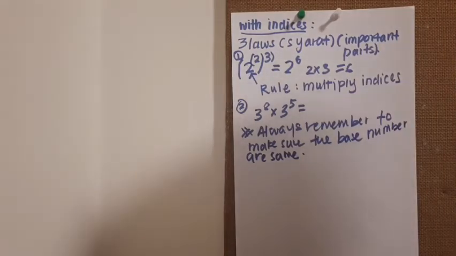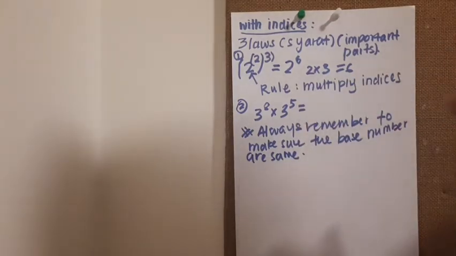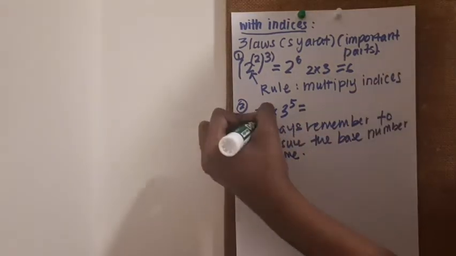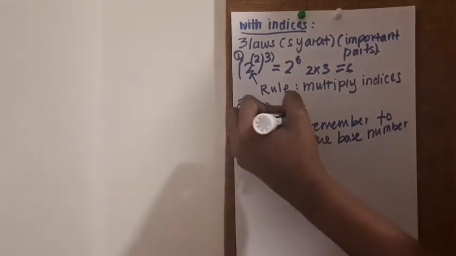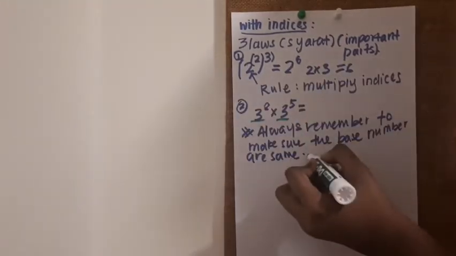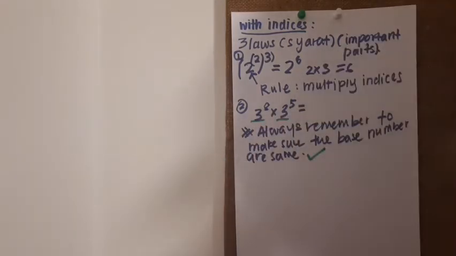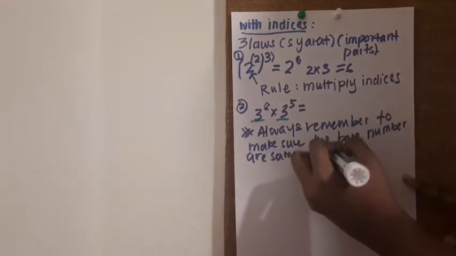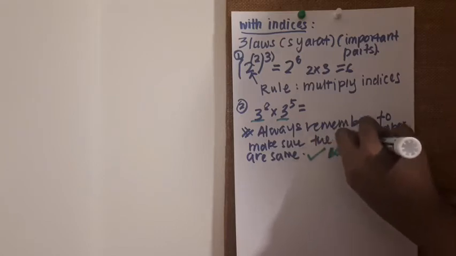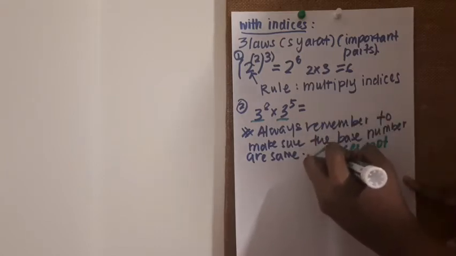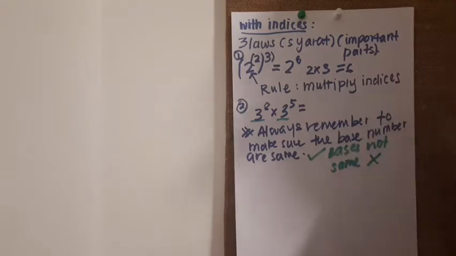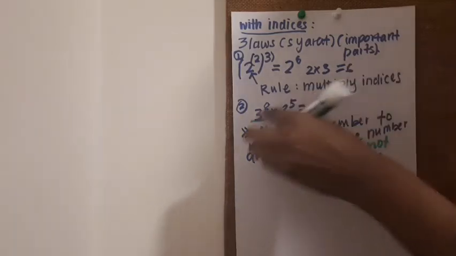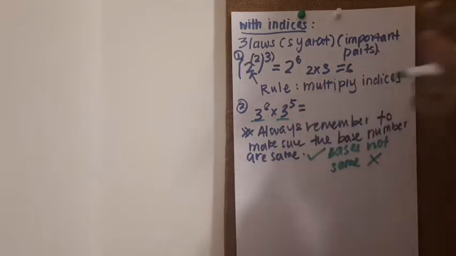What does the same base mean? For example, here have a look. The base here is 3. The base here is also 3. So then this is checked because the bases are the same. If the bases are not the same, you can't solve. Bases not the same cannot be solved. You have to make sure the base numbers are the same.